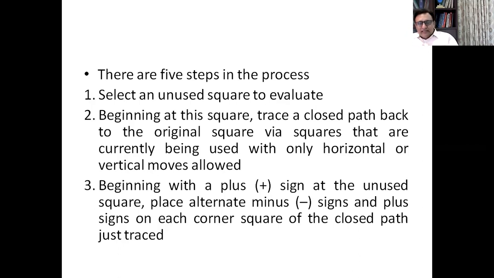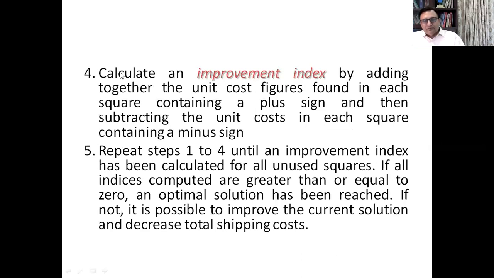So when we have found a closed path, beginning with a plus sign at the unused square, place alternating minus and plus signs on each corner square of the closed path. When we do it practically, you will be more clear about it. After that, once we have created a closed path, we will calculate an improvement index by adding together the unit cost figures found in each square containing a plus sign, and then subtracting the unit costs in each square containing a minus sign. In this way, we will be able to find the improvement index.